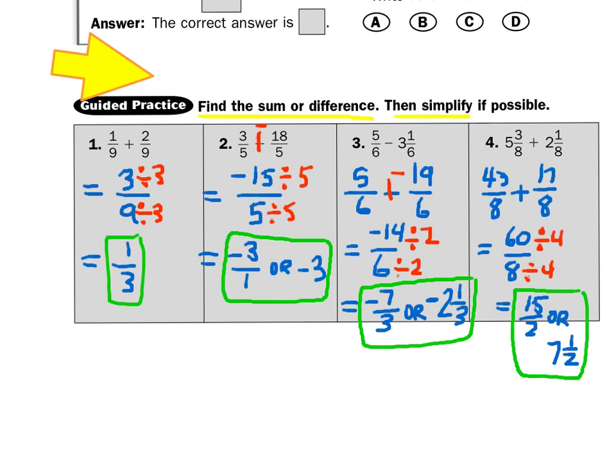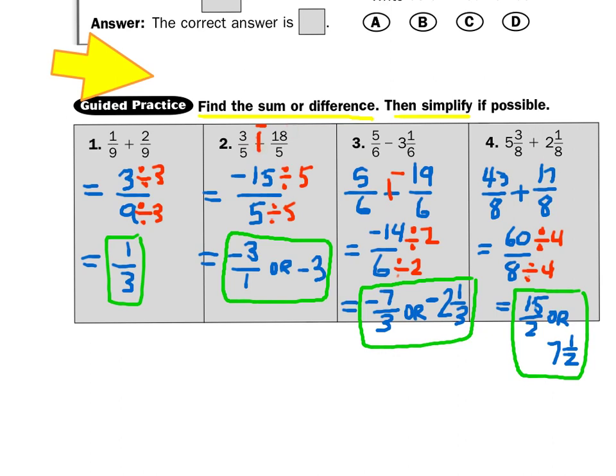Now I notice 3 goes into both, so I'm going to divide both the top and bottom by 3. 3 divided by 3 gives me 1 on top. 9 divided by 3 gives me 3 on the bottom. So I box my answer. Take a look at number 2. 3 over 5 minus 18 over 5.